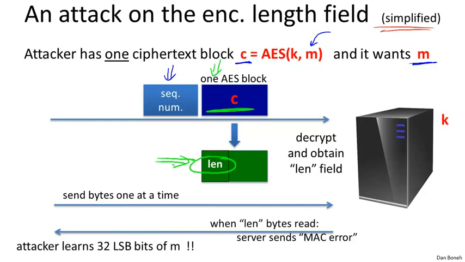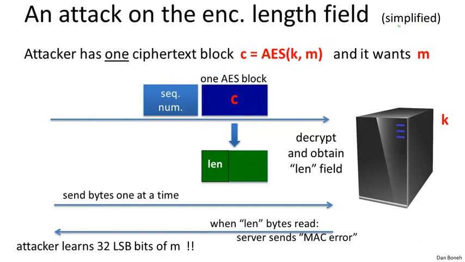But you realize that what happened here, the attacker was counting how many bytes it sent to the server, and so it knows exactly how many bytes were sent at the time that it receives the MAC error from the server. So that tells it that the decryption of the first 32 bits of its ciphertext C are exactly equal to the number of bytes that were sent before it saw the MAC error. So this is a very clever attack.